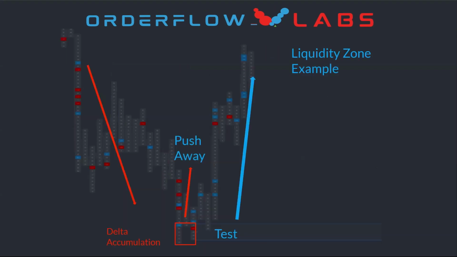So here's another example of, we have some delta accumulation down here. We get a push away. We get this really quick retest, and we're looking for that test for a long. And so in this area, then we push away. And so that's the idea of the liquidity zone working. Obviously, this is just a perfect scenario because it works great, very fast. But, just to kind of reinforce the idea of what we're looking for.